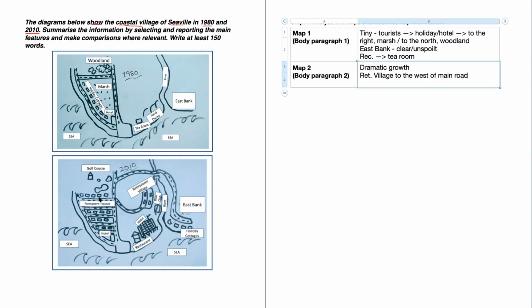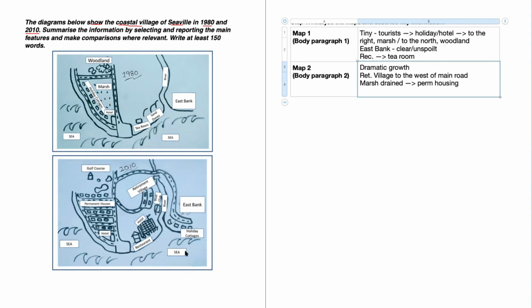And then notice how we don't have a marsh in 2010. So it looks like the marsh has been drained. Okay, I think that's a good verb to describe a marsh, a wet area. It's been drained, and we no longer see these holiday cottages. Instead, we see a hotel, and we see the holiday cottages are right here by the East Bank to the east. So the marsh was drained, and we see that that has made way for permanent houses. So I'm going to say here, permanent houses.